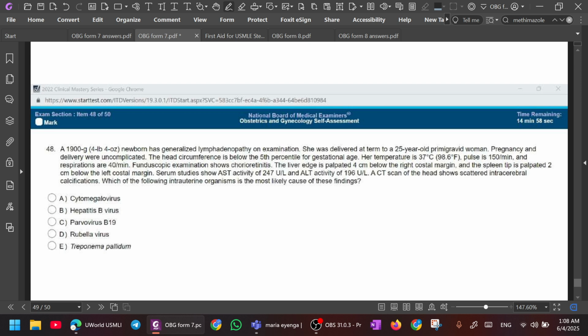A 1900-gram newborn has generalized lymphadenopathy. She was delivered at term to a 25-year-old primigravid woman. Pregnancy and delivery were uncomplicated. The head circumference is below the fifth percentile for gestational age. Her temperature is 37 degrees Celsius, pulse 150 per minute, respiration 40 per minute. Fundoscopy examination shows chorioretinitis. The liver edge is 4 centimeters palpated below the right costal margin.